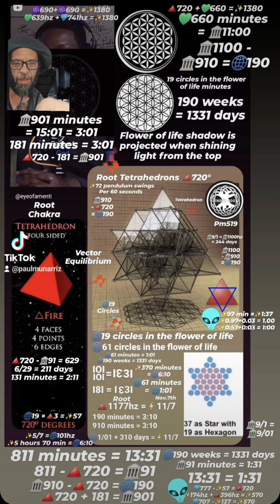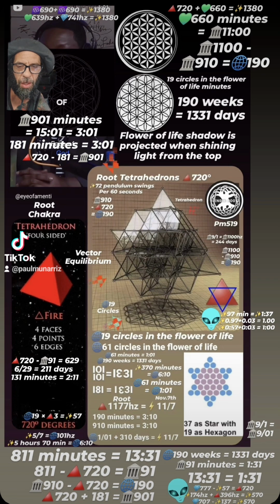with the glass tetrahedrons. So 19 circles in the flower of life, and if you mirror and flip that, you get 61 circles in the flower of life as well. You can look online and see how that all connects. So 190 weeks equals 1331 days, when 91 minutes equals 131 in time, and 1331 converts to 131.